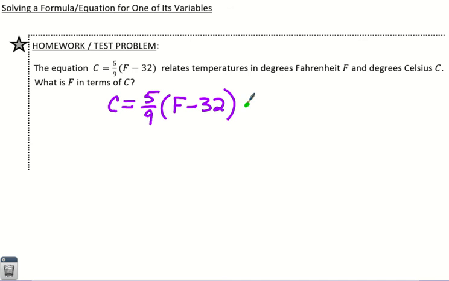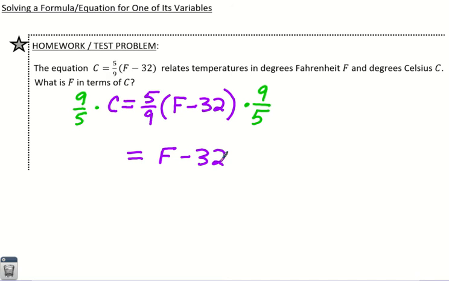Isn't that the same as multiplying by its reciprocal, or as I say, refliprical? See what I did there? Play on words. So multiplying by 9/5 cancels this out. On the right side, it's just going to be F minus 32, and we don't need the parentheses anymore.